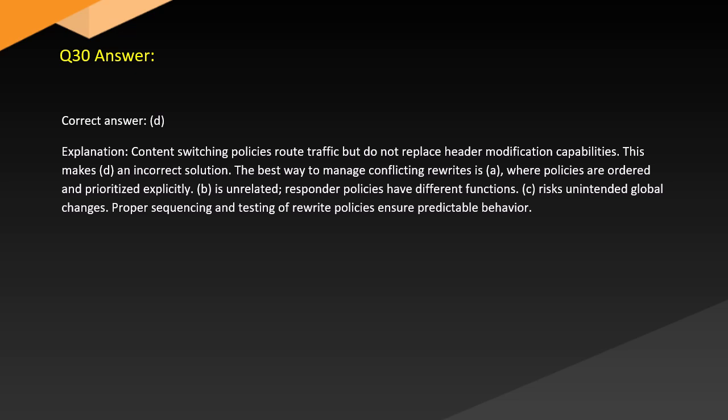Answer. Correct answer, D. Explanation. Content switching policies route traffic but do not replace header modification capabilities. This makes D an incorrect solution. The best way to manage conflicting rewrites is A, where policies are ordered and prioritized explicitly. B is unrelated. Responder policies have different functions. C risks unintended global changes. Proper sequencing and testing of rewrite policies ensure predictable behavior.